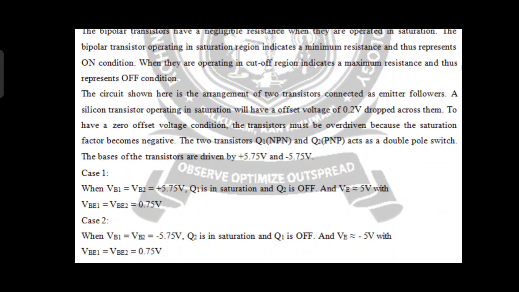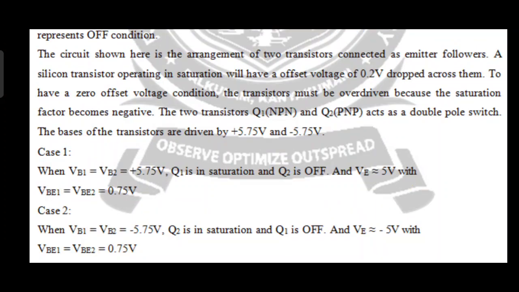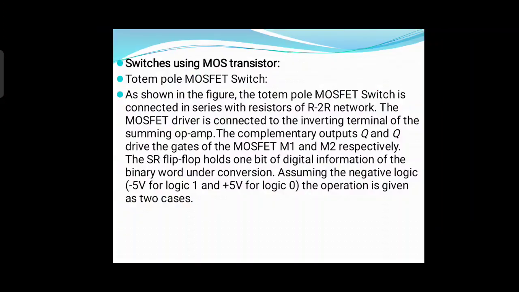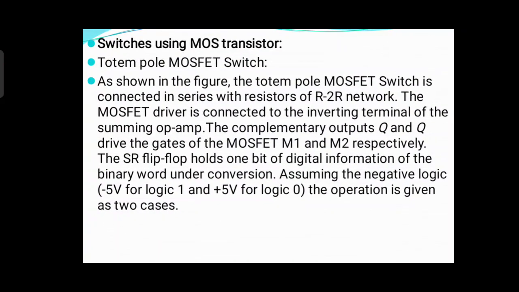Switches using MOS transistors. Two-terminal pole MOSFET switch. As shown in the figure, the two-terminal switch is connected in series with the resistor R-2R network. The MOSFET driver is connected to the inverting terminal of the summing amplifier. The complementary outputs Q and Q-bar drive the gates of MOSFETs M1 and M2 respectively. The SR flip-flop holds one bit of digital information of the binary word under conversion.